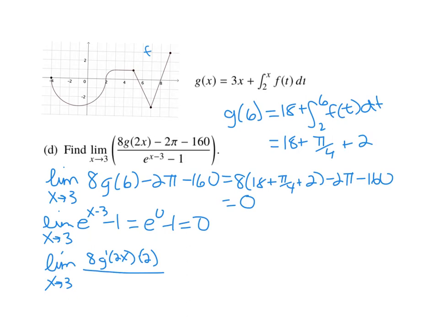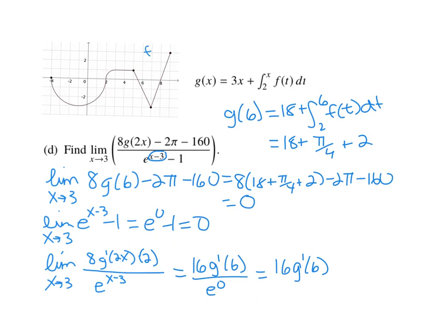In the denominator, I am going to use the chain rule again, but the derivative of the stuff inside of the e is just going to be 1. So I would just multiply the e to the x minus 3 by 1. So in this one, I end up getting 16g prime of 6 over e to the 0. Keep in mind that e to the 0 is 1, so I get 16 times g prime of 6.